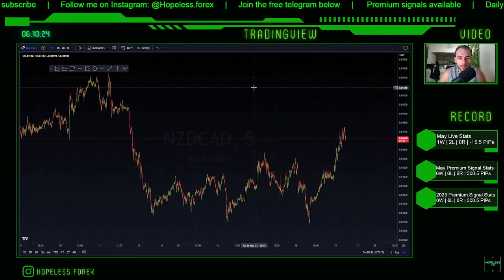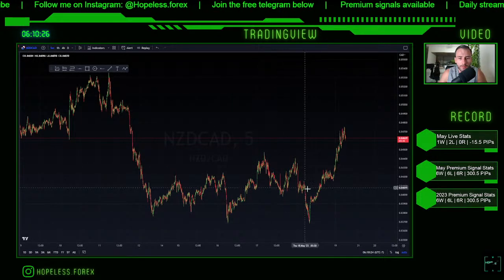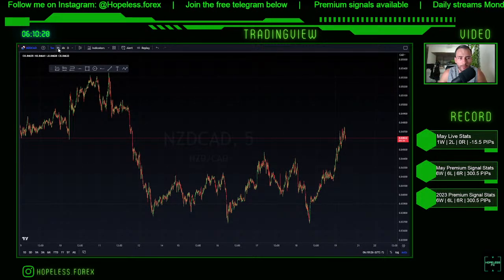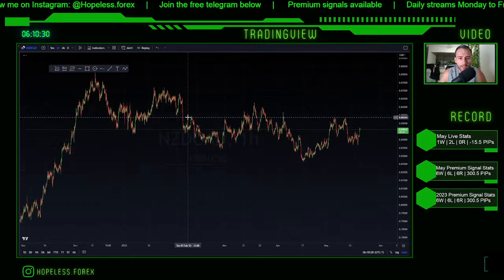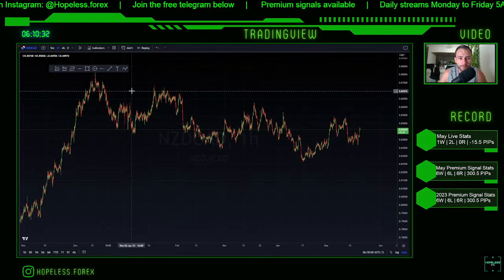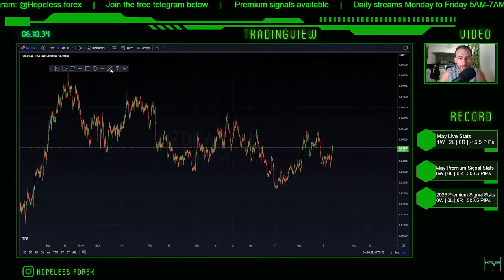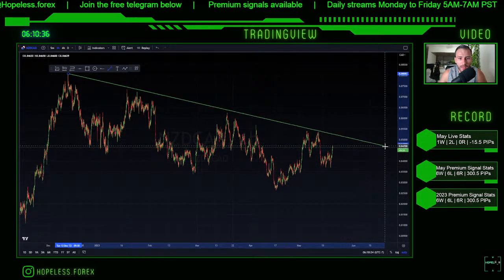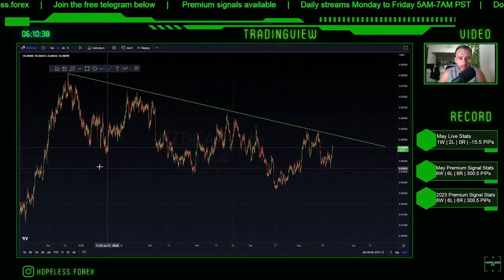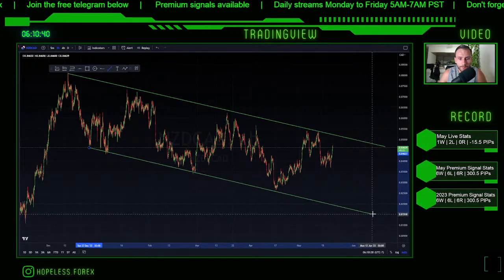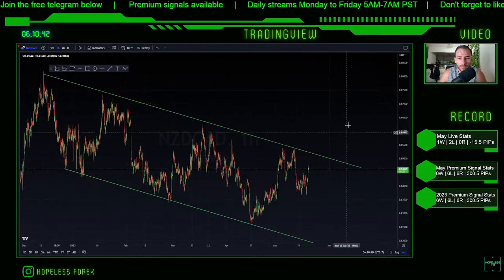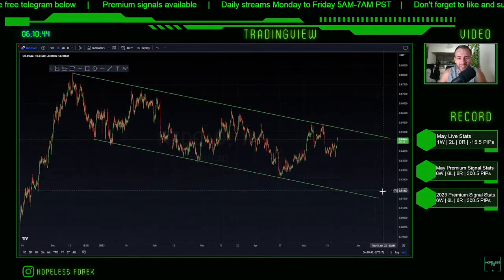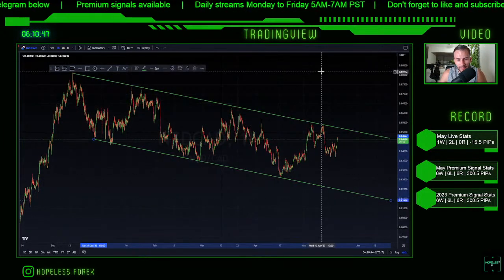NZDCAD, somewhat of a nice progressive move up. We look at the hourly, just a lot of sideways price action, maybe in a downward channel. No, that looks like a downward channel. Not a maybe, it looks like a downward channel.